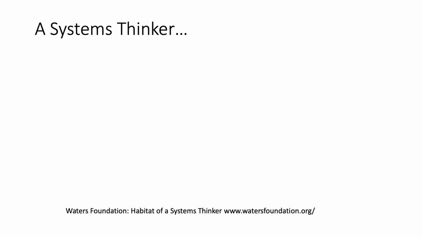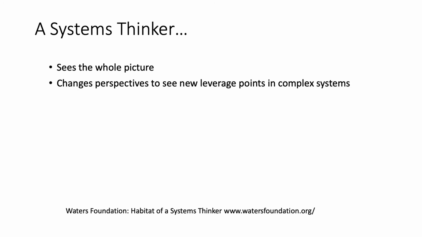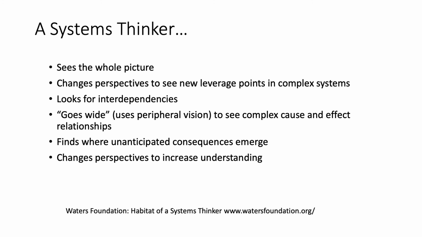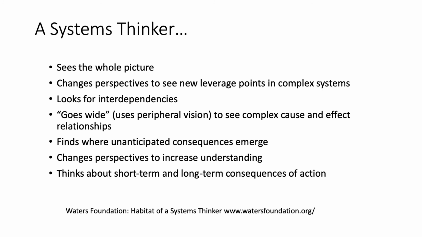So, what are some of the habits of a systems thinker? Well, we can think of a systems thinker as somebody who sees the whole picture, who changes perspectives to see new leverage points in a complex system, who looks for interdependencies, who goes wide or uses peripheral vision to see complex cause and effect relationships. The systems thinker finds where unanticipated consequences emerge, changes perspectives to increase their understanding, thinks about short-term and long-term consequences of an action.